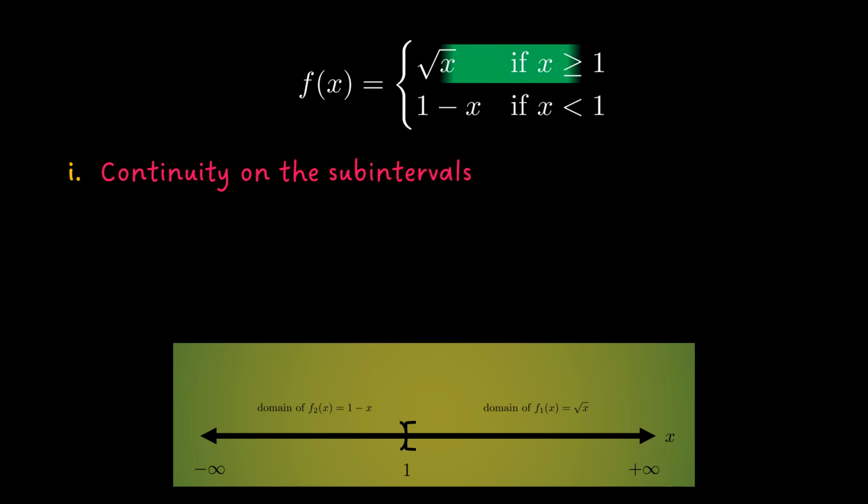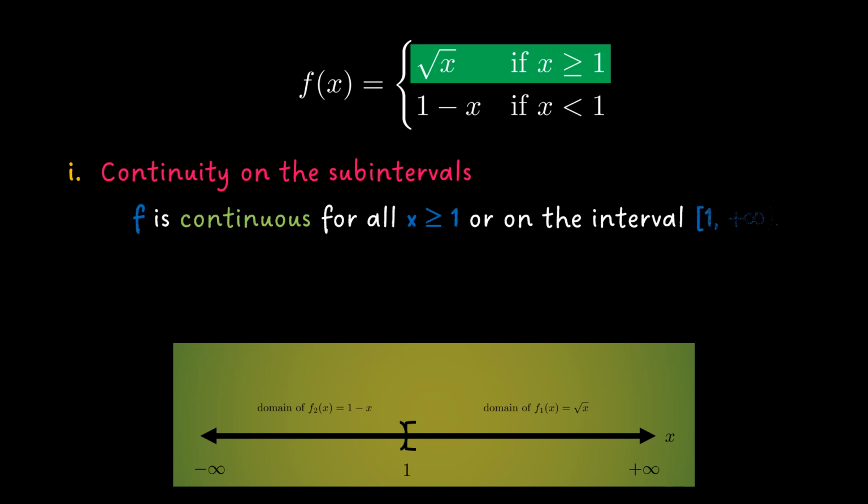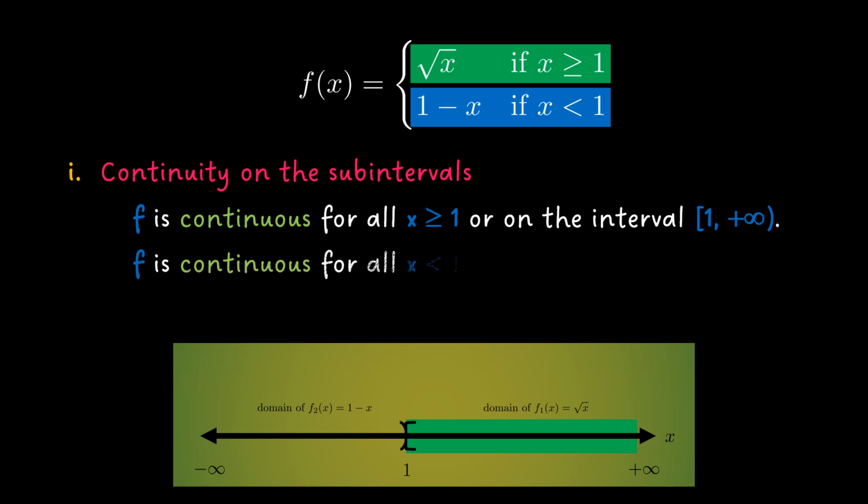f1 of x equals square root of x is defined and continuous when x is greater than or equal to 0. Hence, f is also continuous for all x greater than or equal to 1, or on the interval 1 to positive infinity. f2 of x equals 1 minus x is a polynomial, which is defined and continuous on the real line. Hence, f is also continuous for all x less than 1, or on the interval negative infinity to 1.